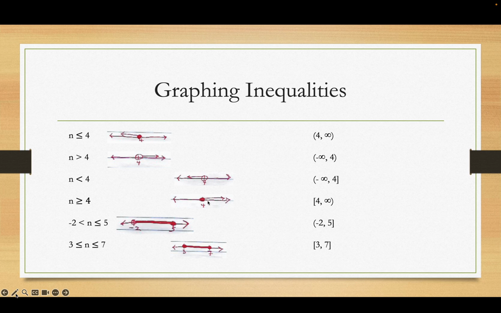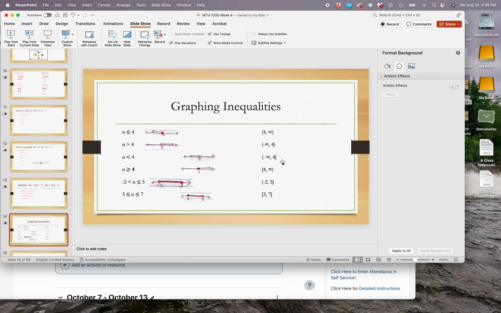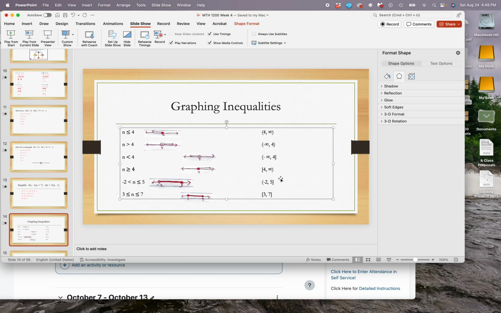For the next one, you are allowed to equal 4, so we have a staple or bracket all the way out to infinity. Remember, you can never equal infinity, so infinity always has to be a parenthesis. Next, I'm less than 4, so that goes from -8 all the way up to 4. And here's the problem. You're not allowed to equal the 4, so this should be a parenthesis. And this guy here should be a bracket.